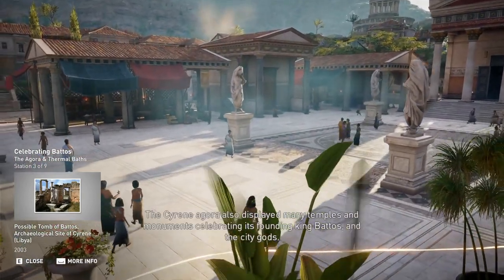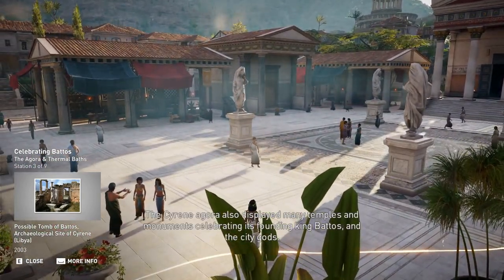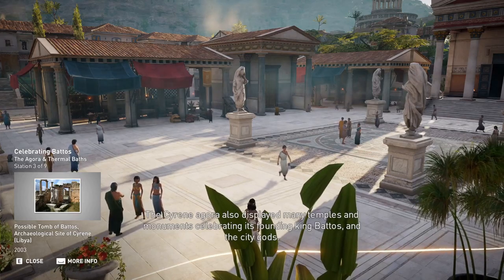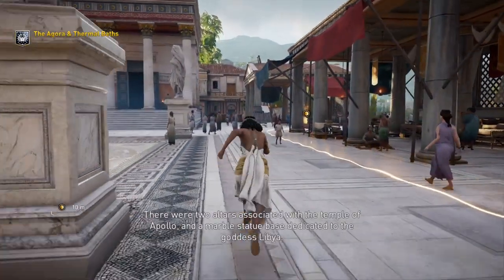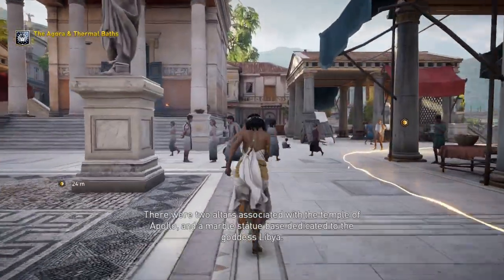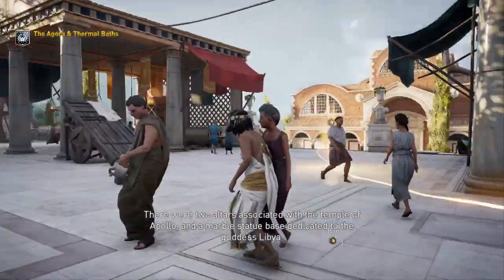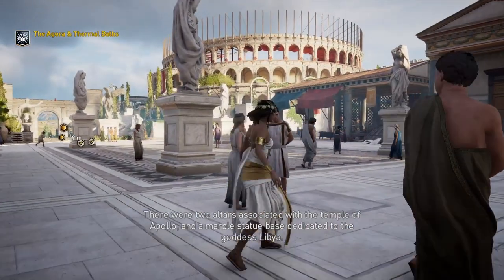The Cyrene Agora also displayed many temples and monuments celebrating its founding king, Batos, and the city gods. There were two altars associated with the Temple of Apollo and a marble statue base dedicated to the goddess Libya.